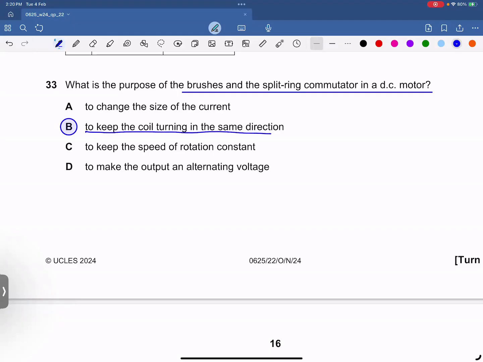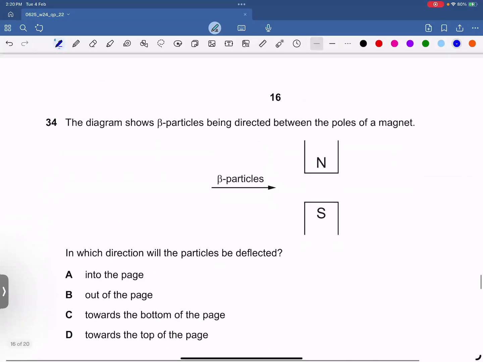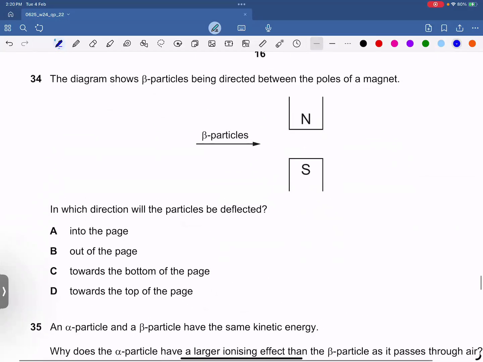This is just a learning objective. You need to memorize this. The split rings ensure the continuous rotation of the coil in one direction. We proceed to question number 34, nuclear physics. The diagram shows beta particles being directed between magnets, in which direction are they deflected? Okay, so the magnetic field is down, the blue color.